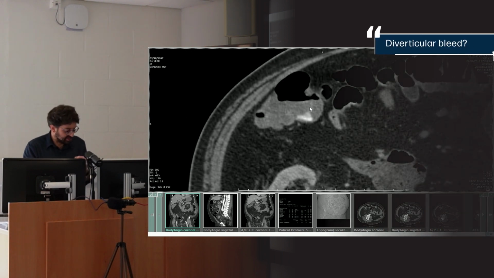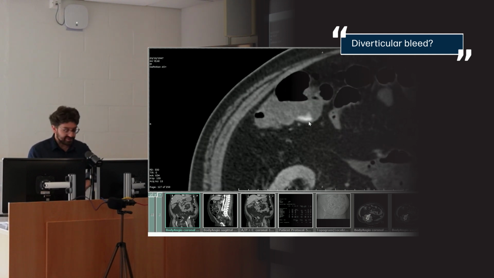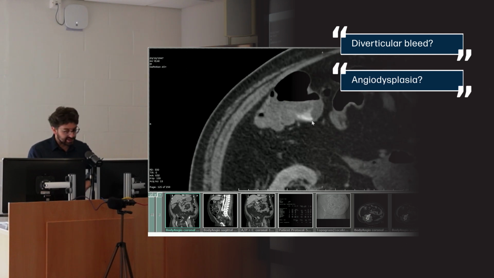So thinking about common causes of right-sided colonic bleeds, we've excluded diverticular disease, we've excluded tumors. So, yeah, we talked about diverticular. There's no obvious diverticulum coming from this location. So one of the really common causes in this age group is angiodysplasia.